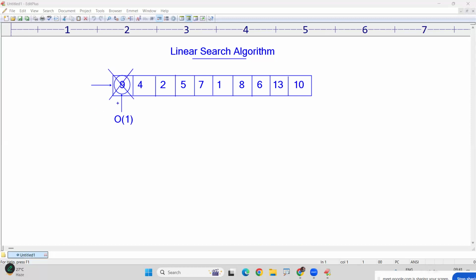This is the best case, but big O does not consider the best case. Big O notation considers the worst case. Suppose you are looking for the last element: how many iterations are required? Total n iterations required. So that is actually called big O notation, the worst case time complexity.